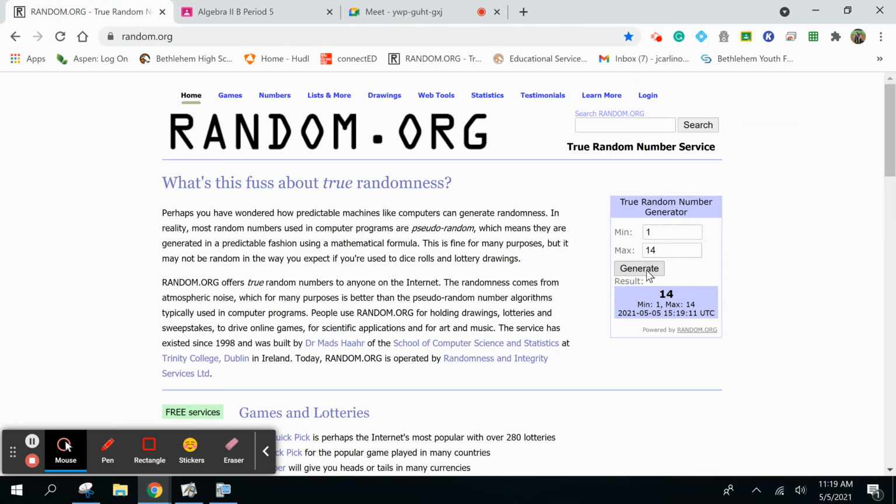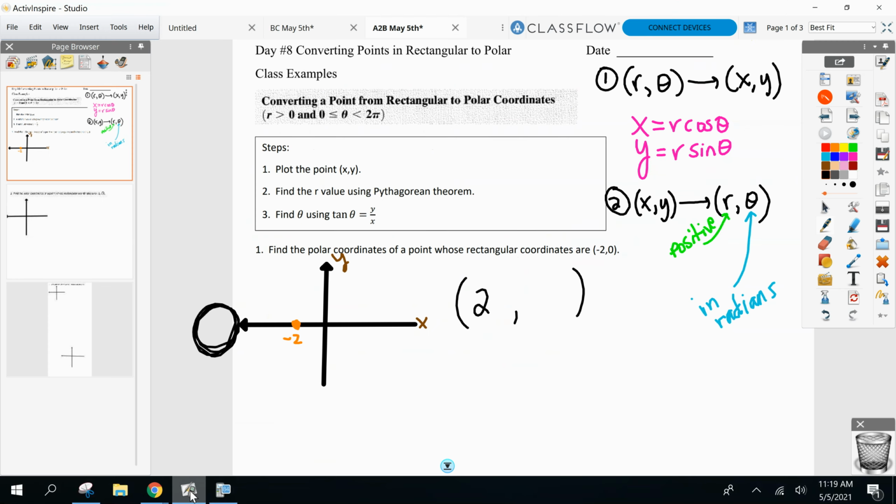14. Here we go. Kian, what's the angle where I have -2 right now? 180. But I can't put 180 in because any angle has to be in radians. Do you remember what 180 is? It's just 1 pi, right? 1 pi, and that's it. 2 comma pi. We're done, guys. That's the polar coordinate.